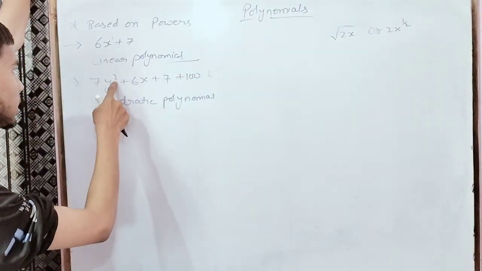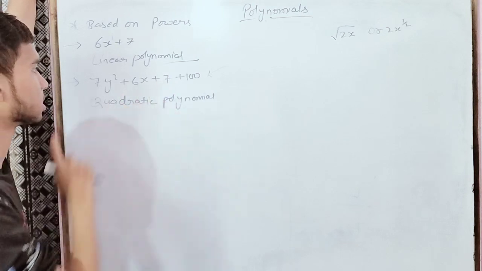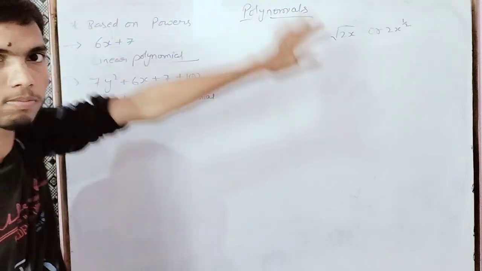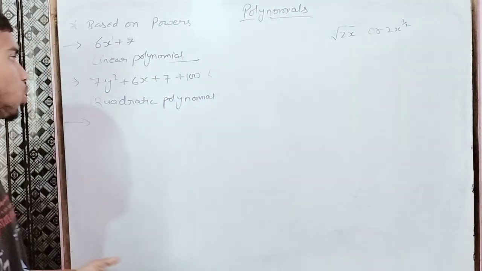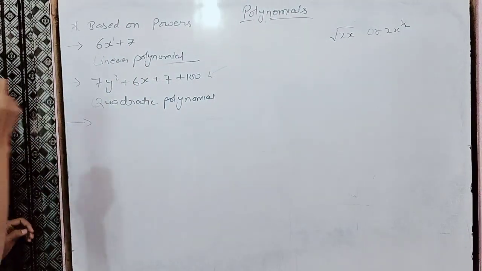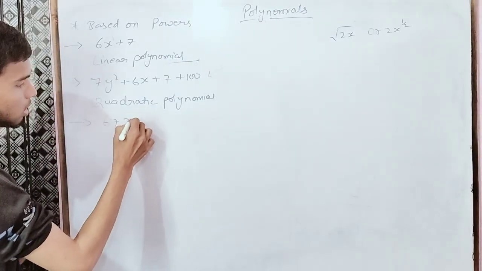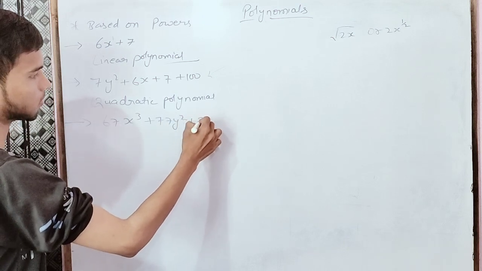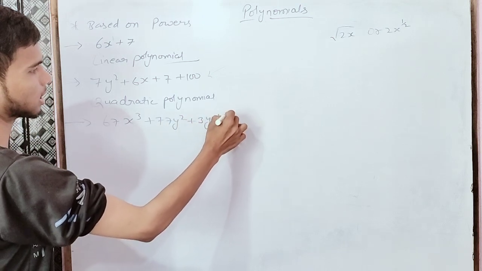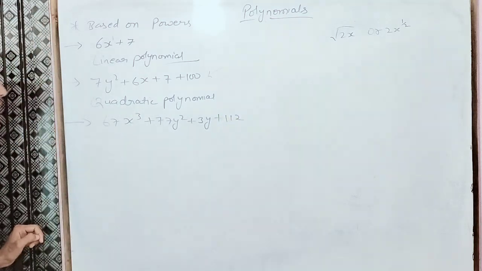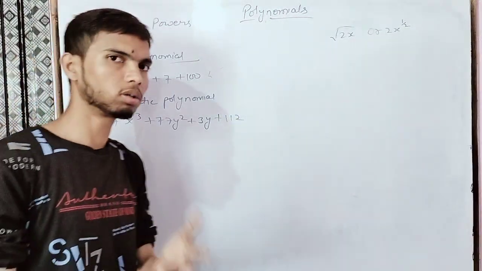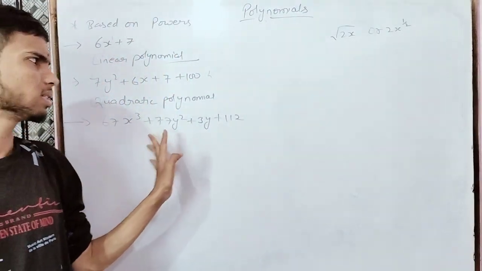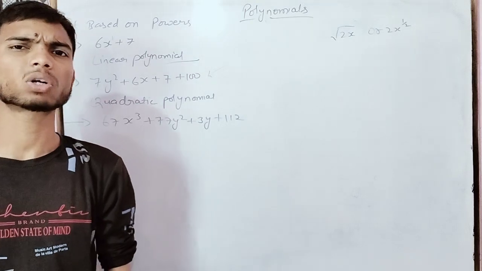Now here there are two exponents, that's why we say this is a quadratic polynomial. Next is a cubic polynomial, then a biquadratic polynomial. So for example, 67 x cube plus 77 y square, like that. This is a given polynomial, and you can check whether it is correct or not.